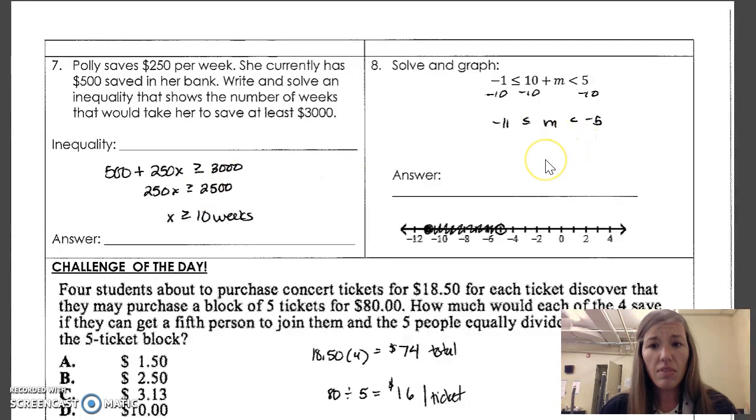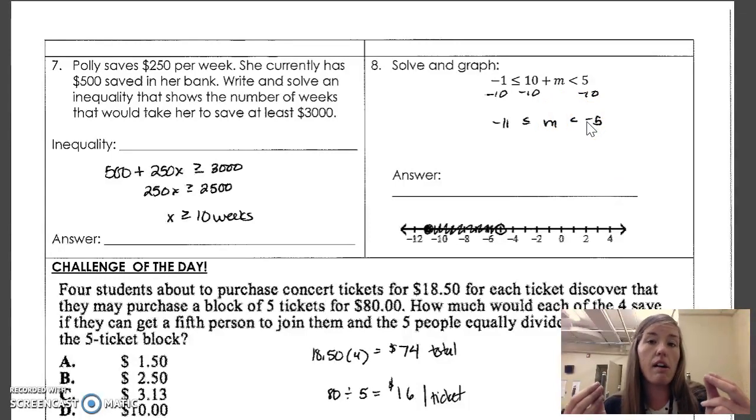Number 8. You guys have come to, hopefully, do better on these. Again, hopefully you identified this as an "and" inequality, which means that you have to solve for all 3 parts. So you're going to subtract 10 from all 3 parts. Negative 11 is less than or equal to m, which is less than negative 5. Closed circle at negative 11, open circle at negative 5, and then you shade between them because that's where all the possible values of m are.